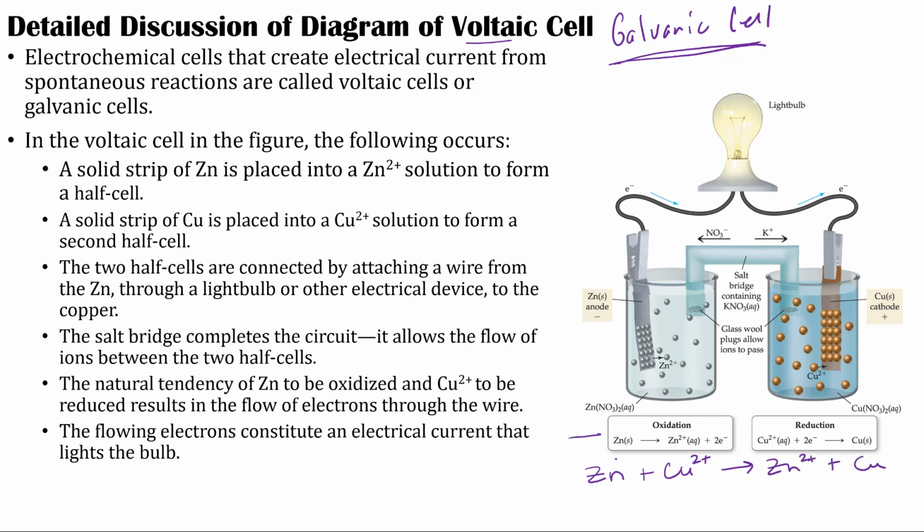So here's the oxidation half reaction, and basically what we've done is we took a solid zinc strip of metal and we placed it into a beaker that contained zinc nitrate. And all nitrates are always soluble, so really what that has in there are the zinc ions. And then on the other side, where the reduction half reaction is taking place, we have a copper piece of metal that is put into a solution of copper nitrate, which basically has copper ions in it.